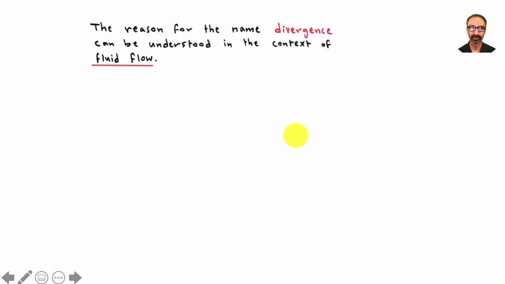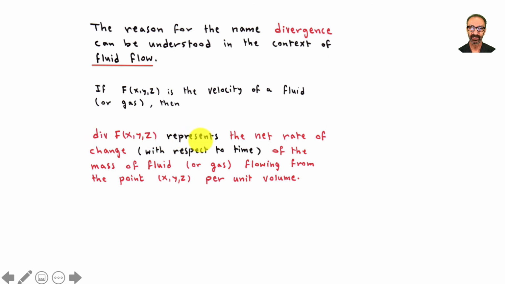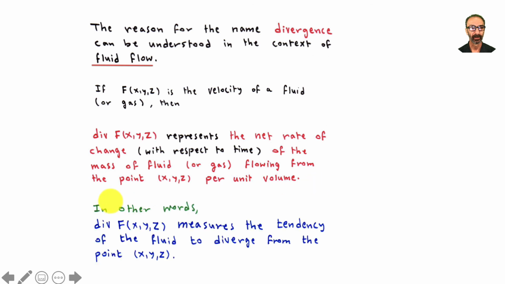The reason for the name divergence can be understood in the context of fluid flow. If the vector field F is the velocity of a fluid or gas, then the divergence represents the net rate of change with respect to time of the mass of fluid or gas flowing from the point (x, y, z) per unit volume. In other words, the divergence measures the tendency of the fluid to diverge from the point (x, y, z). Hopefully that is clear. I think that says clearly the benefit of calculating the divergence of vector fields as a concept.